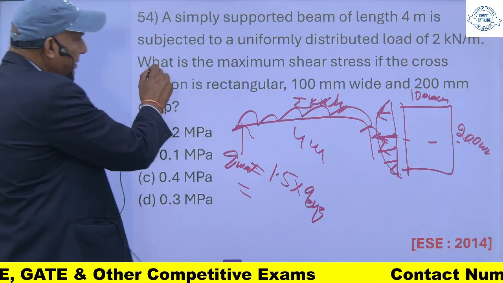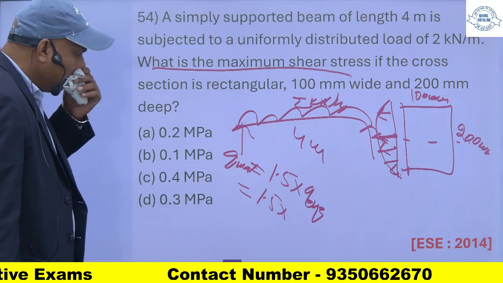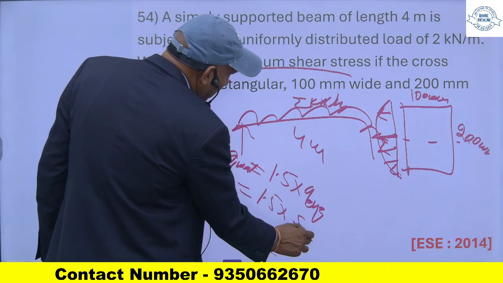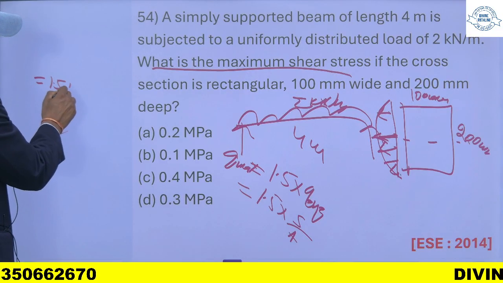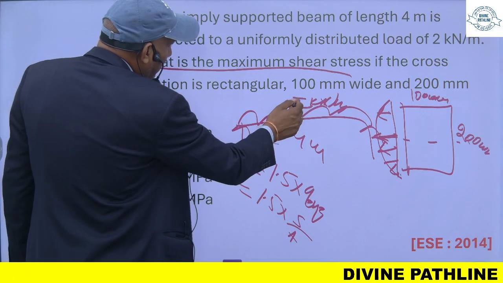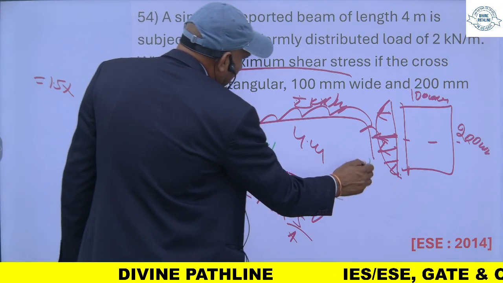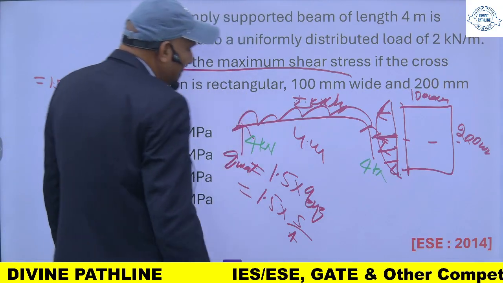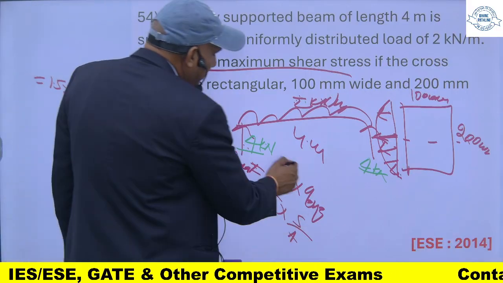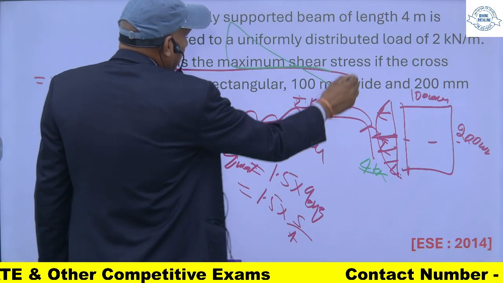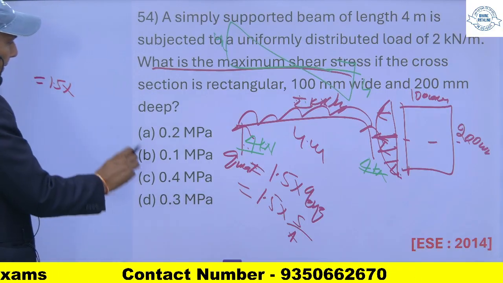So I have to know the maximum shear stress, that is 1.5 times of Q average. And what is Q average? Q average will be shear force upon cross sectional area, and shear force will be, this total load will be 2 into 4, 8 kilonewton. So reactions at both the supports are 4 kilonewton and 4 kilonewton. So half will be there. It means my shear force is like this, 4 kilonewton, 4 kilonewton. So maximum shear force is 4 kilonewton.